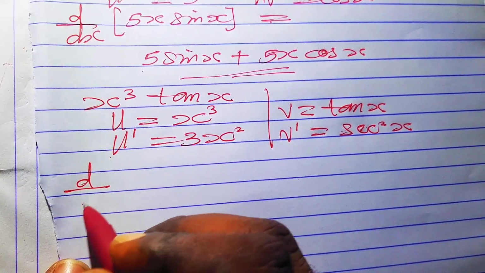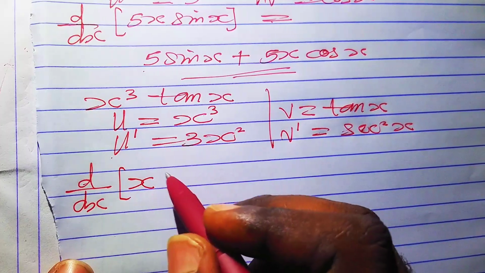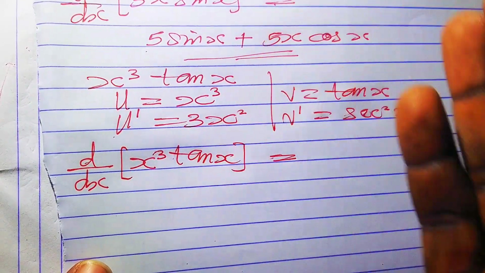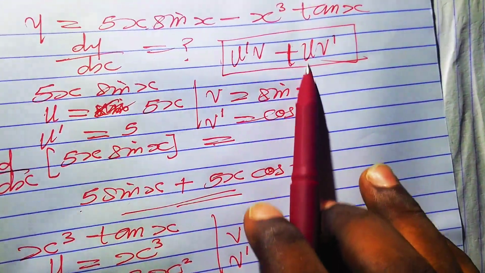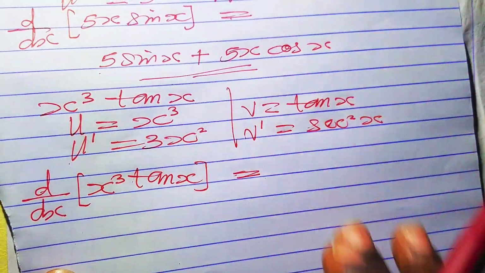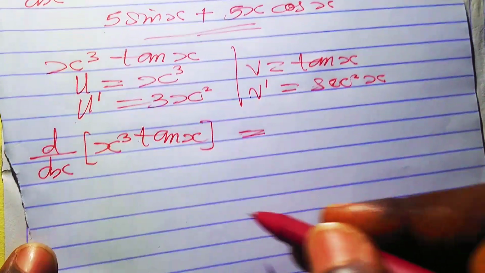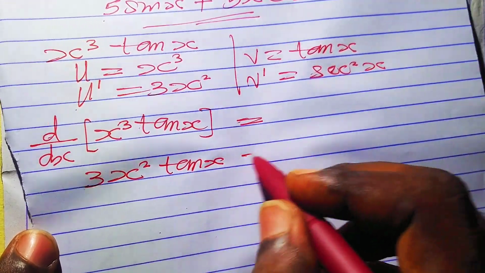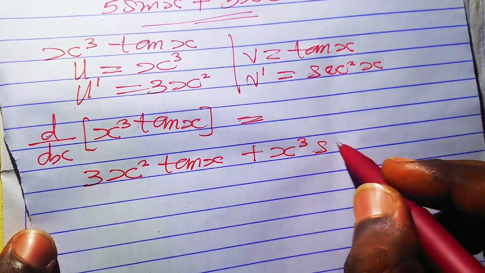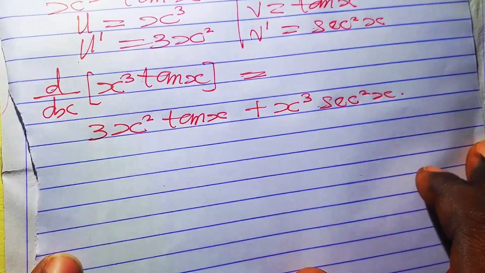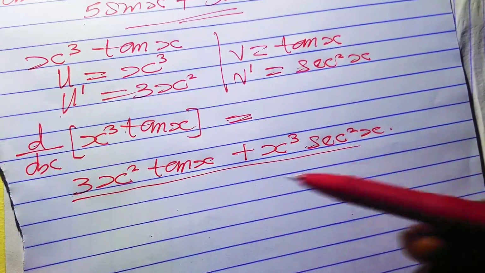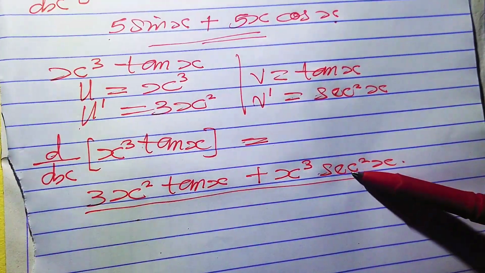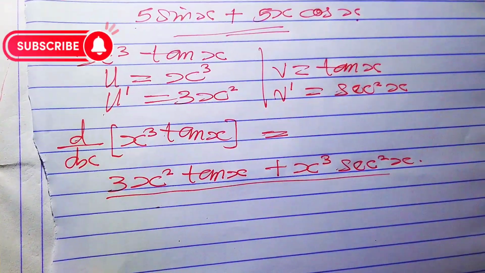So differentiating with respect to x the second part of our question, which is x cubed tan x, we just apply the same concept of u prime v plus u v prime, and substitute what we have into that expression. What we have there is going to be 3x squared tan x plus x cubed sec square x. And therefore, this is the answer of the second part. Don't forget, this is the answer of the first part and then the answer of the second part. And then what we need to do now is to combine the two answers.